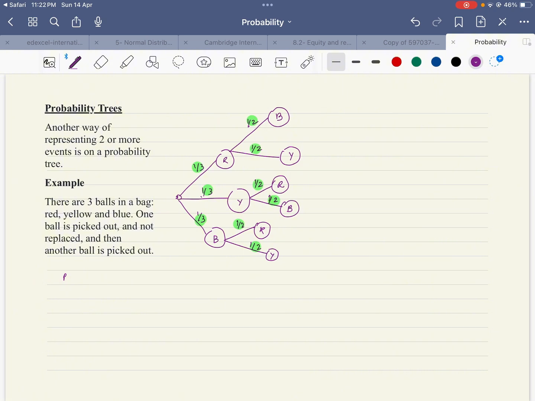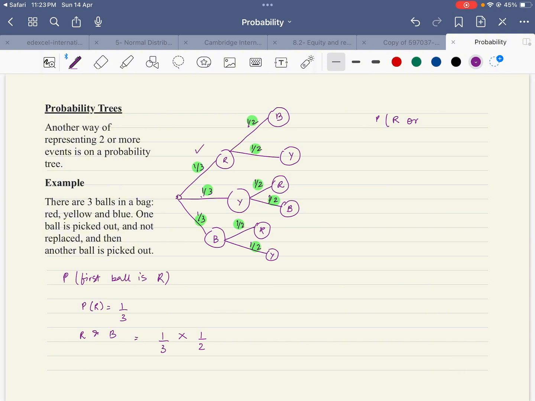Now, you have to say probability first ball is red, which is 1 by 3. 1 upon 3. Simply, probability first ball red is 1 upon 3. Probability first ball red and second ball blue. First ball red and means multiply. Second ball blue.